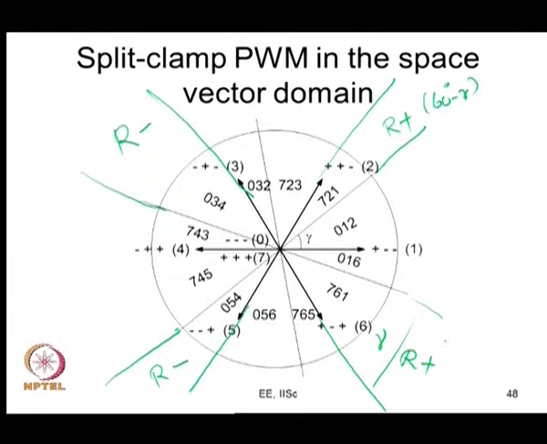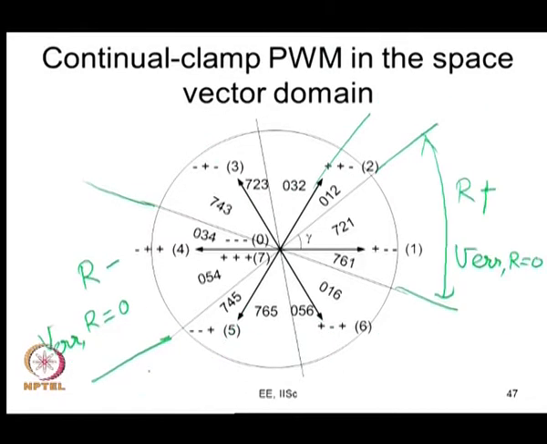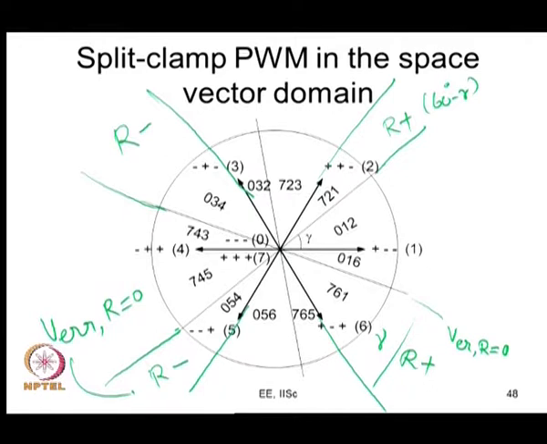So, in this case the V error for R phase is 0 whenever it is clamped, otherwise it is plus average V error or minus average V error. This is how you can do it for any PWM method, that is, any bus clamping PWM method. The bus clamping PWM methods have to be either continual clamp or this split clamp PWM method. So, for any of these PWM methods it is possible for you to analyze the effect of dead time.